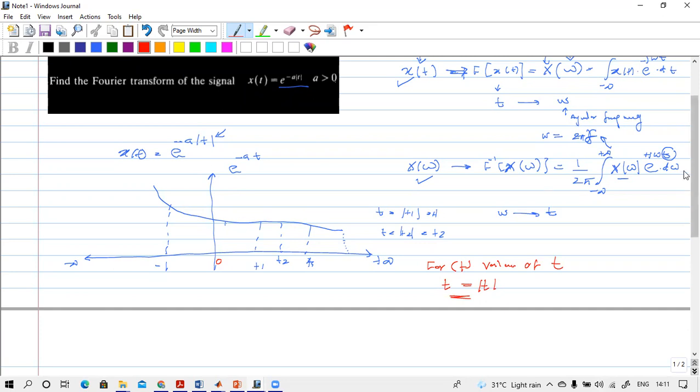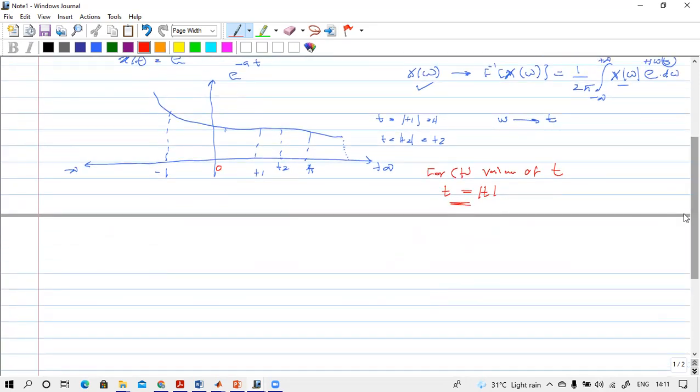So try to understand it. I will draw this somewhat clean. So we have a signal like this.